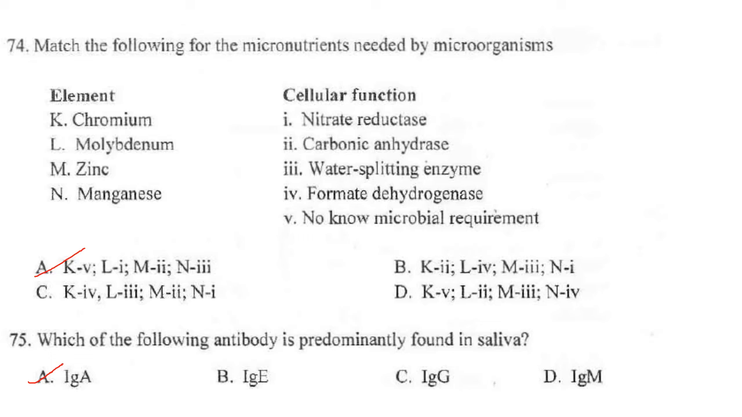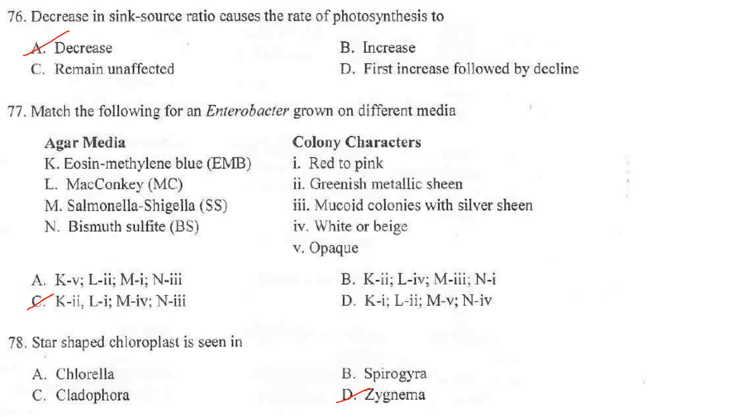Which of the following antibodies is predominantly found in saliva? So it is IgA that is predominantly found in saliva. Answer is option A. Next one, decrease in zinc source ratio causes the rate of photosynthesis to decrease. Answer is option A.